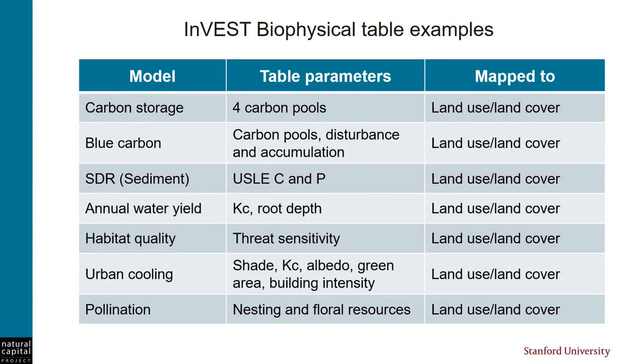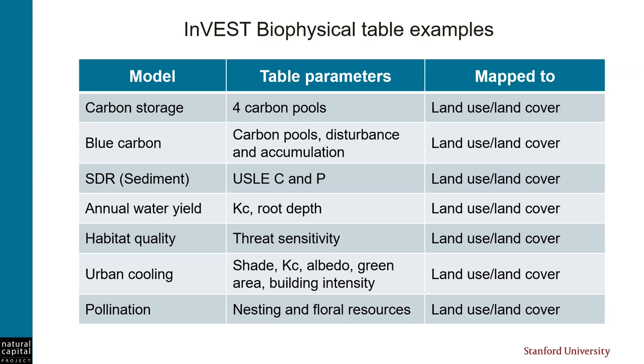In this episode, we're looking at the biophysical table that most InVEST models require, and specifically how it relates to a land use and land cover map. Many InVEST models use a land use and land cover map, so we will focus on that for this tutorial. The models that don't use land use have an equivalent input, such as habitat, which is also mapped to a table of parameter values, and the same principles will apply.